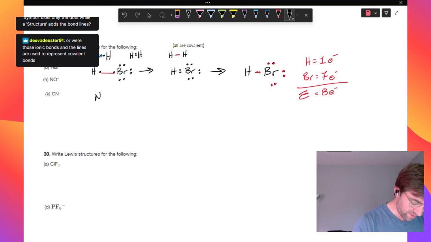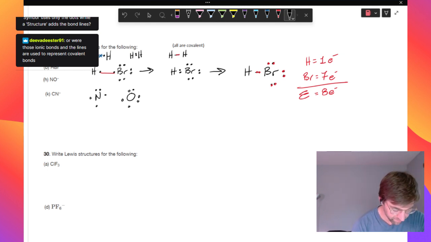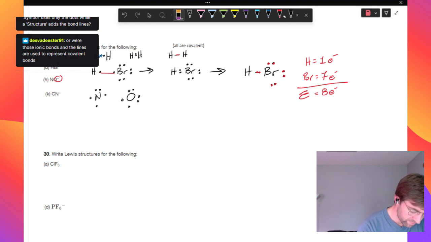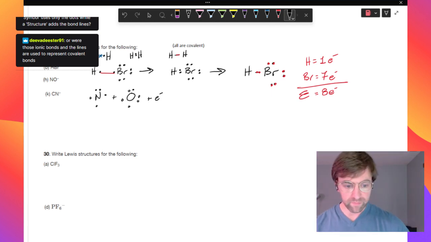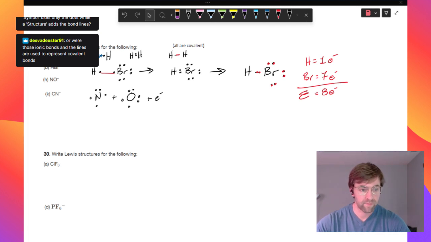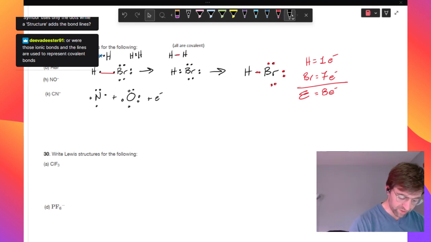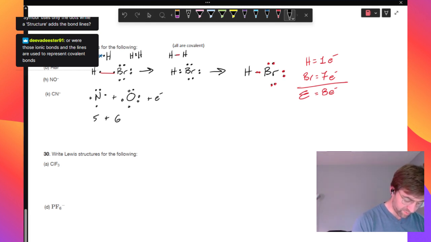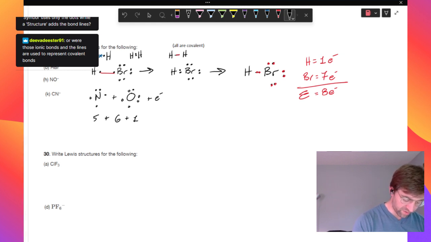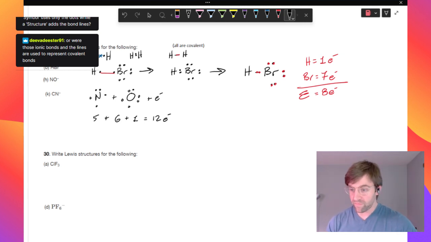All right, let's take a look at nitrogen. Normally has 5. I'm going to put that over here. And oxygen normally has 6. 1, 2, 3, 4, 5, 6. But we have a negative charge on here, so one of these is going to end up with an extra electron. So let's go ahead and do our accounting here. We've got 5 electrons plus 6 valence electrons plus 1 extra electron gives us 12 total electrons.